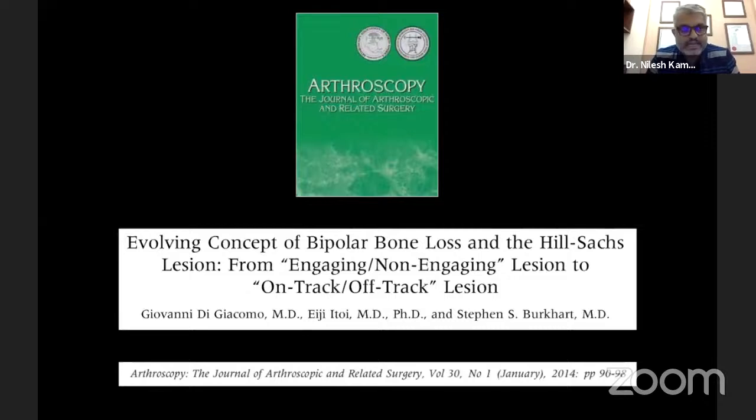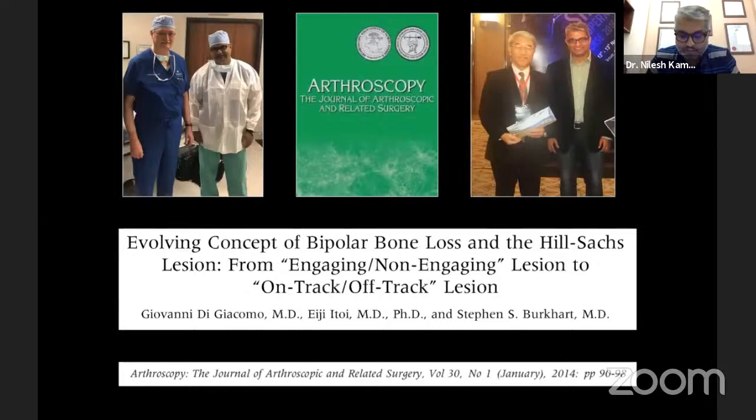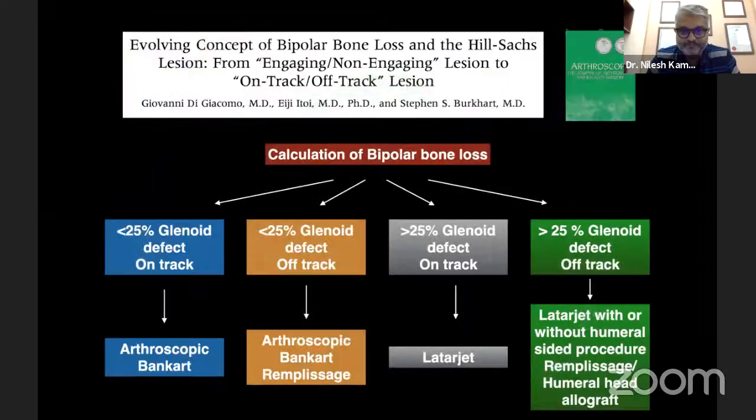You always have a concomitant humeral loss, and that would have the concept of bipolar bone loss. It has been described by Giovanni, Itoi, and Burkhart. I have been fortunate enough to interact with all three of these gentlemen, and their understanding is simply phenomenal. The concept they had given was still according to the 25% bone loss, but this is not something that at least I practice in routine day-to-day clinical setting.